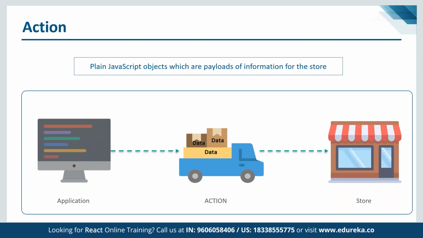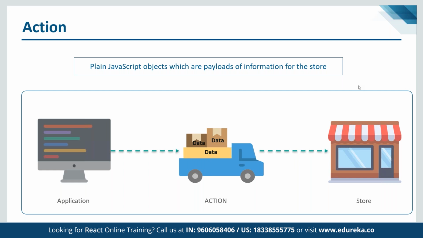So an action is a plain JavaScript object, which is a payload of information for a store. Basically, the only way to change state content is by emitting an action. Actions are the main source of information which we use to send data. Now data can include user interactions, internal events such as API calls, or form submissions as well. We send these from the application to the store, and the store receives information only from the actions. We have to send the actions to the store by using store.dispatch.